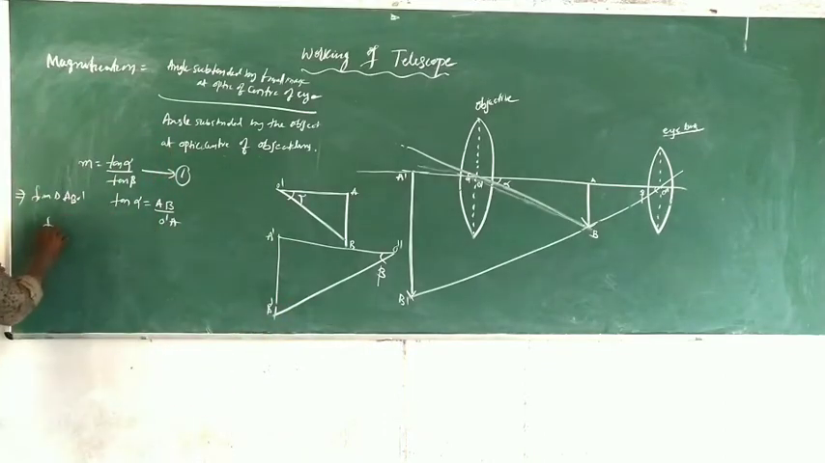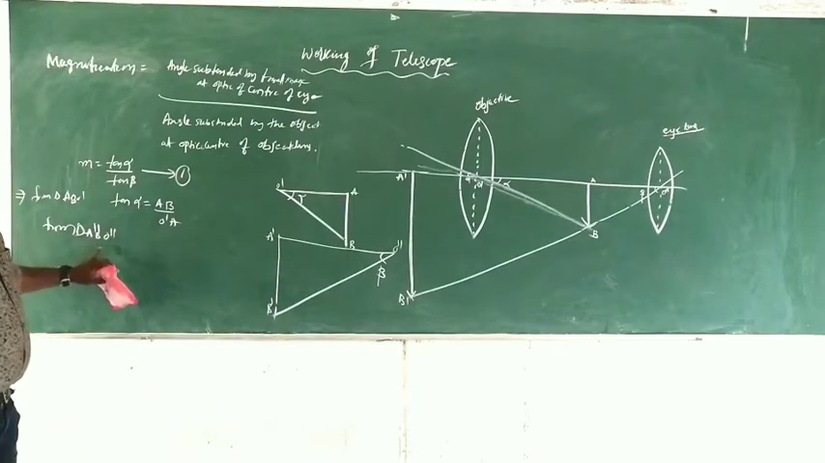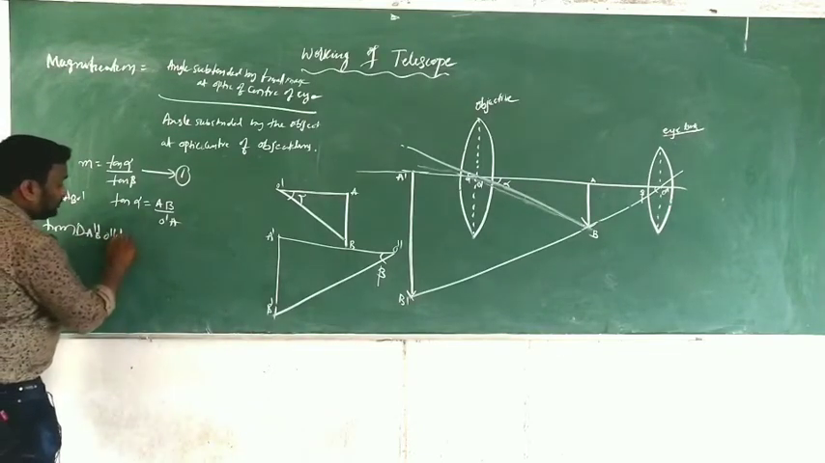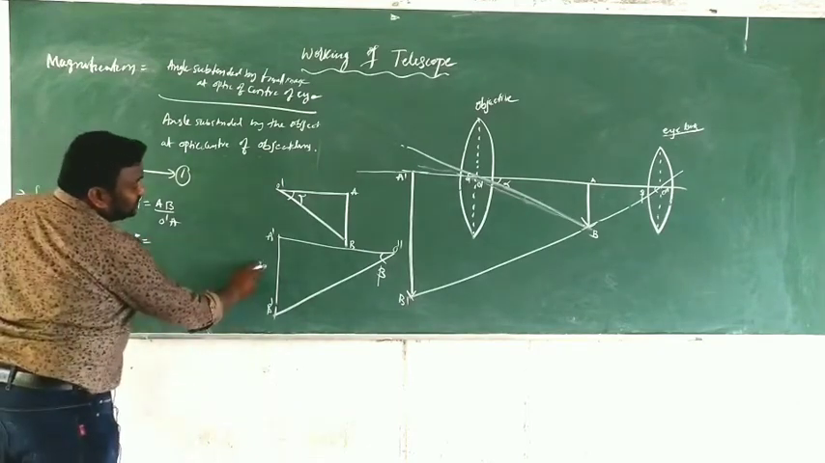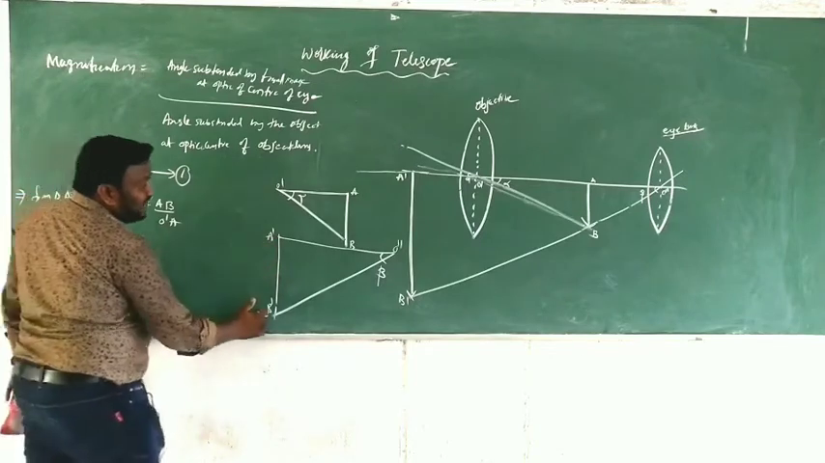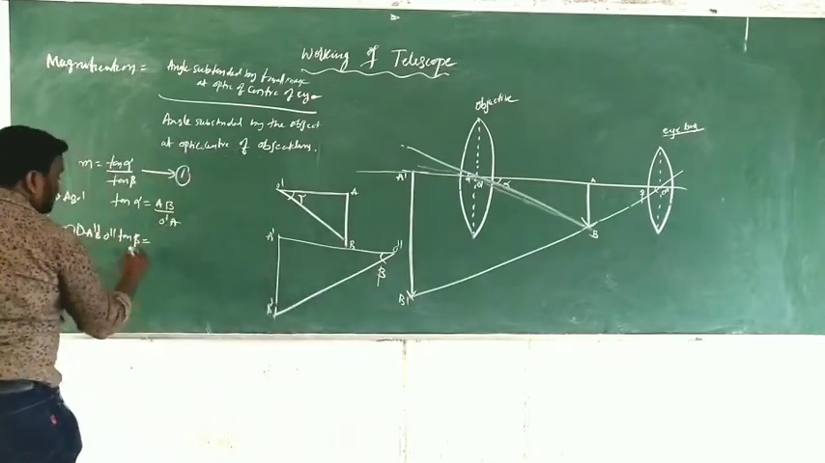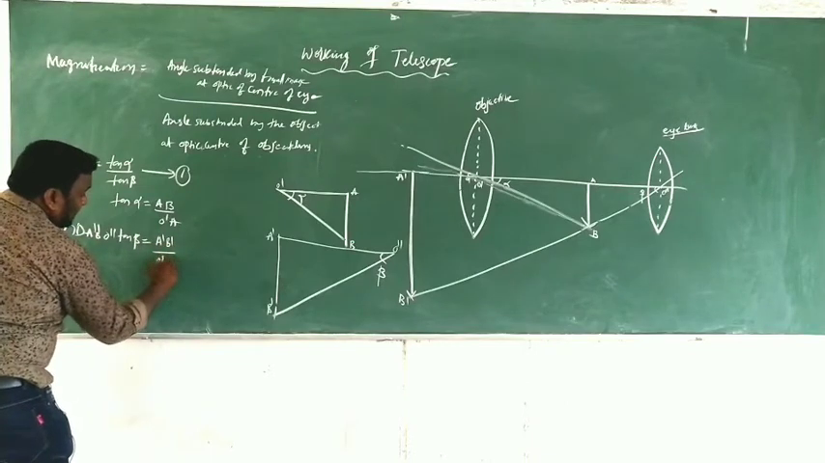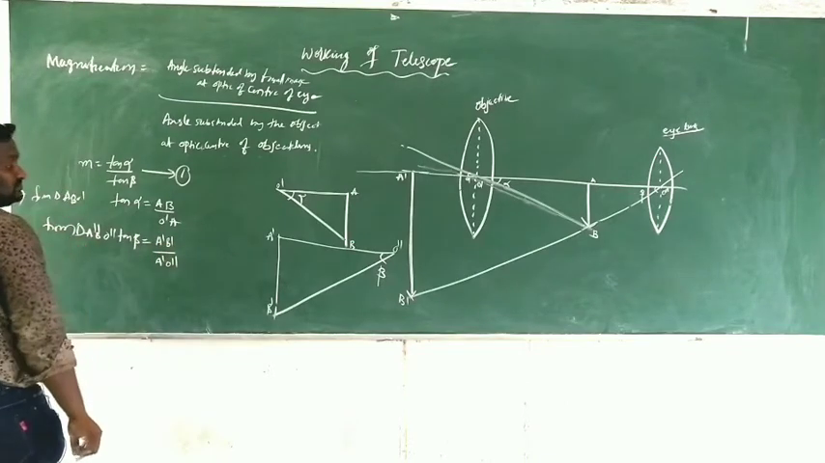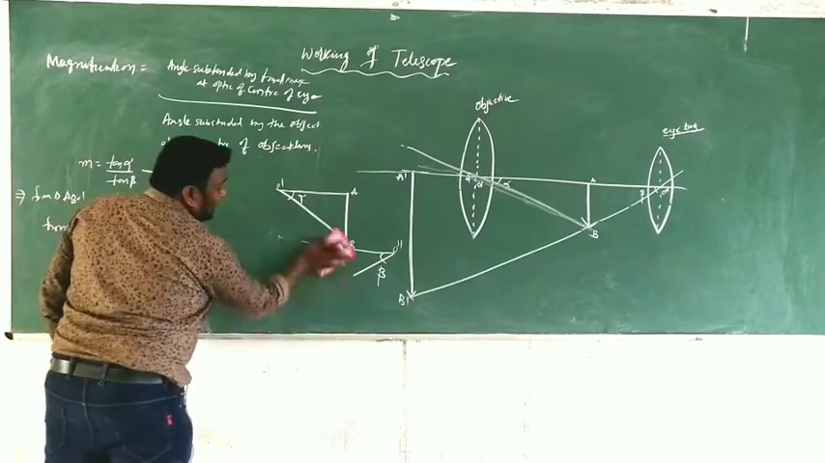Here, from triangle A dash B dash O double dash, what do you write? Tan beta is equal to A dash B dash by A dash O double dash. Clear, children? So we are writing like that.